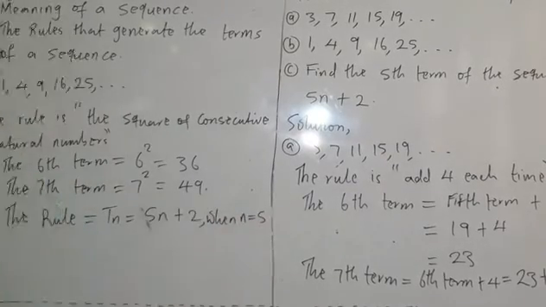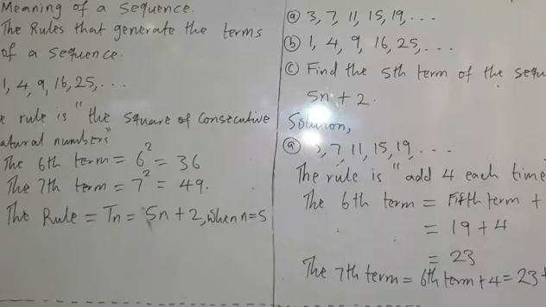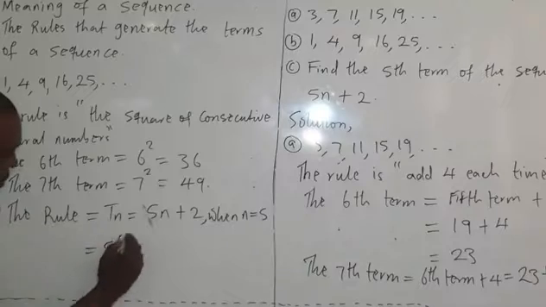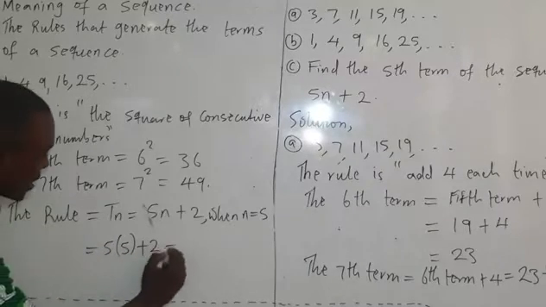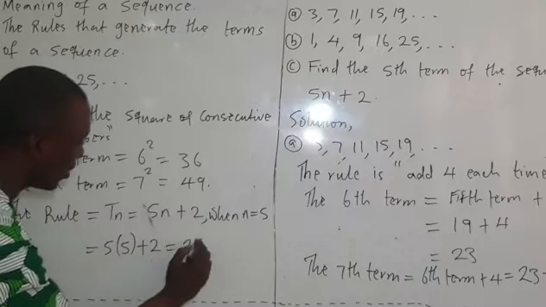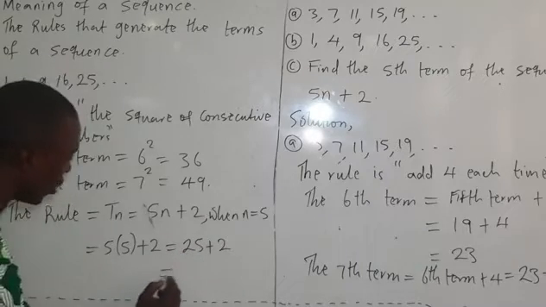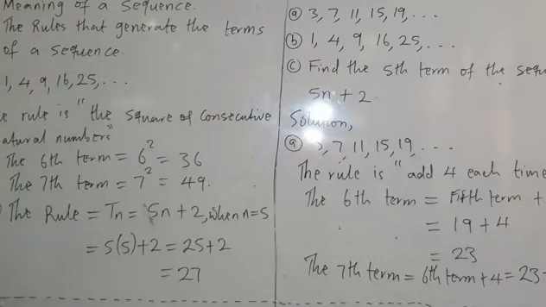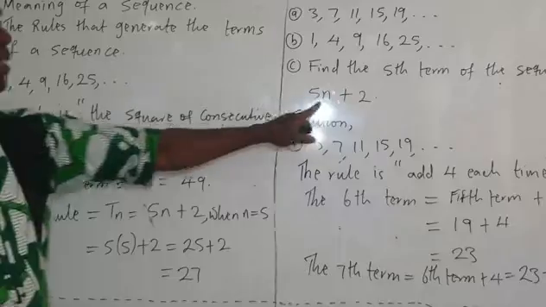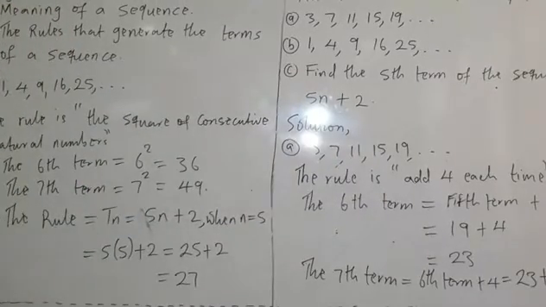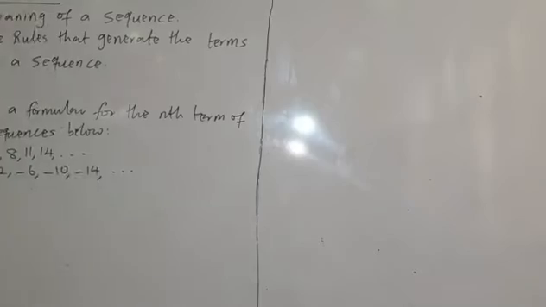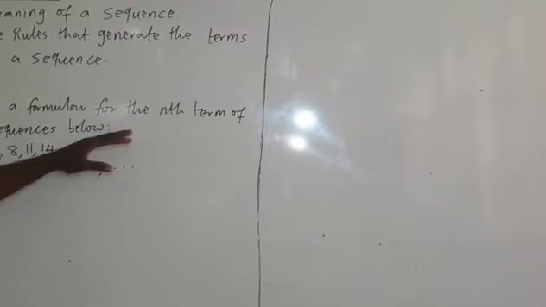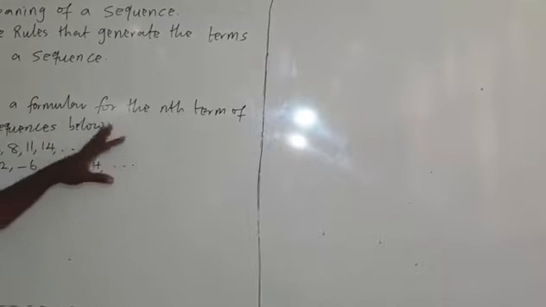is 5. So when n is 5, what will be the term of that given sequence? So it's now going to be 5 times 5 plus 2, which is equal to 5 times 5, 25. 25 plus 2 gives us 27. So in this question C, the fifth term of the sequence given, that is 5n plus 2, is 27. So question number 2. Question says find a formula for the nth term of the sequences below.